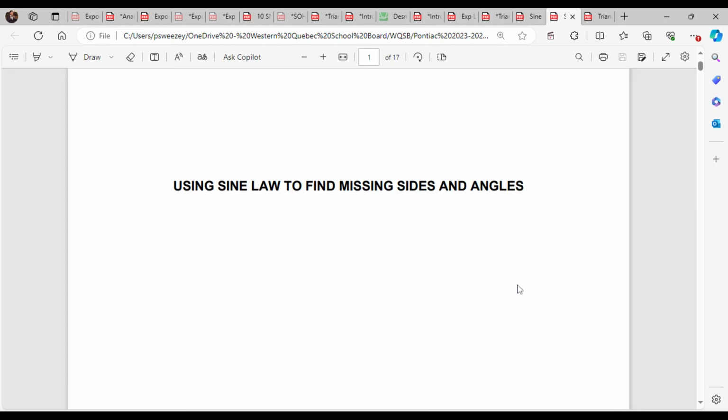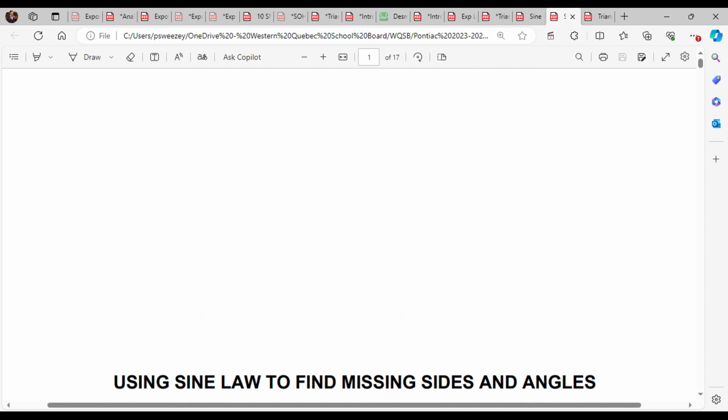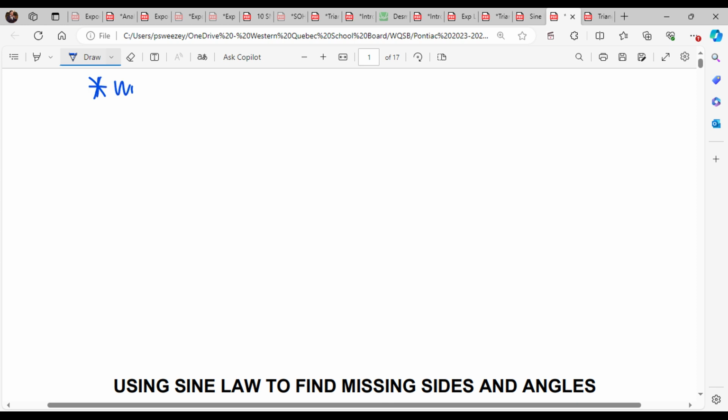For using sine law to find missing sides and angles, this is a perfect law that allows us to find angles and side lengths. What I really do enjoy about this guy is that it works for any triangle.